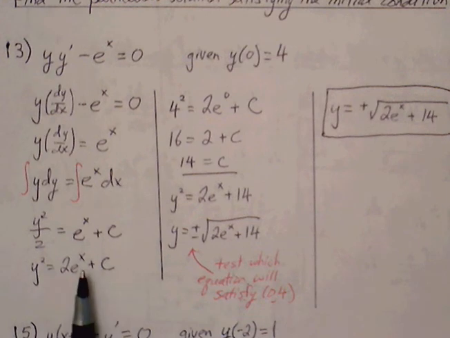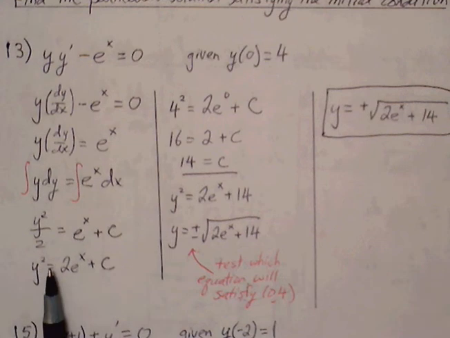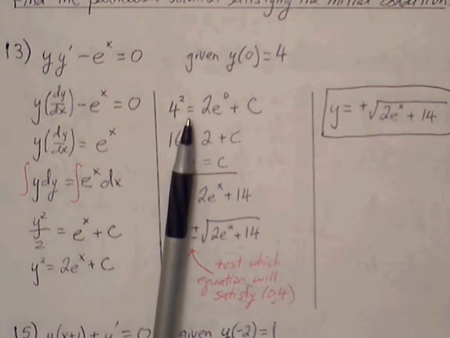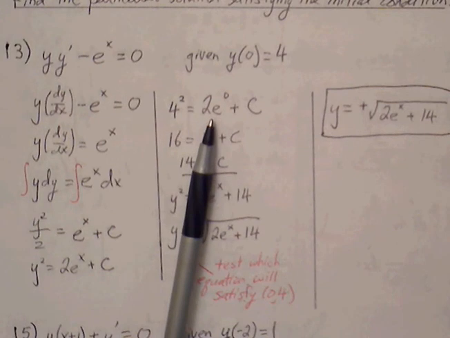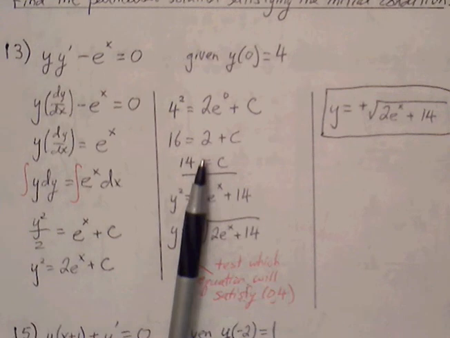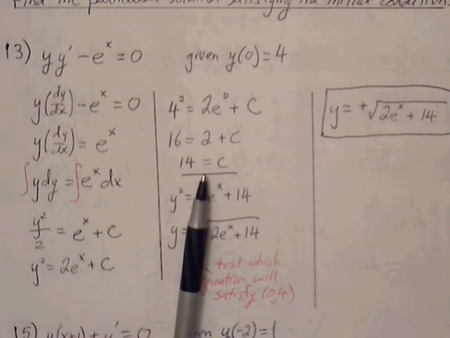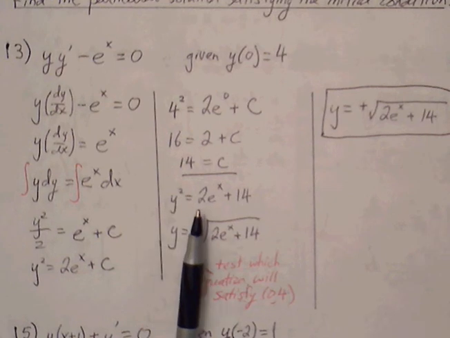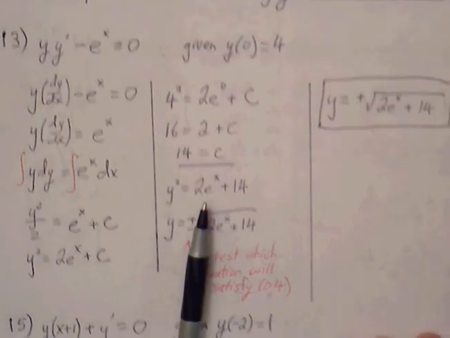Okay, so we're going to plug in the ordered pair. The ordered pair is 0, 4, so plug 0 in for x, plug 4 in for y. We get 4 squared is equal to 2 times e to the 0 plus c. E to the 0 is simply 1, so we have 16 is equal to 2 plus c. C is equal to 14. And now we have our equation. Y squared is equal to 2e to the x plus 14.